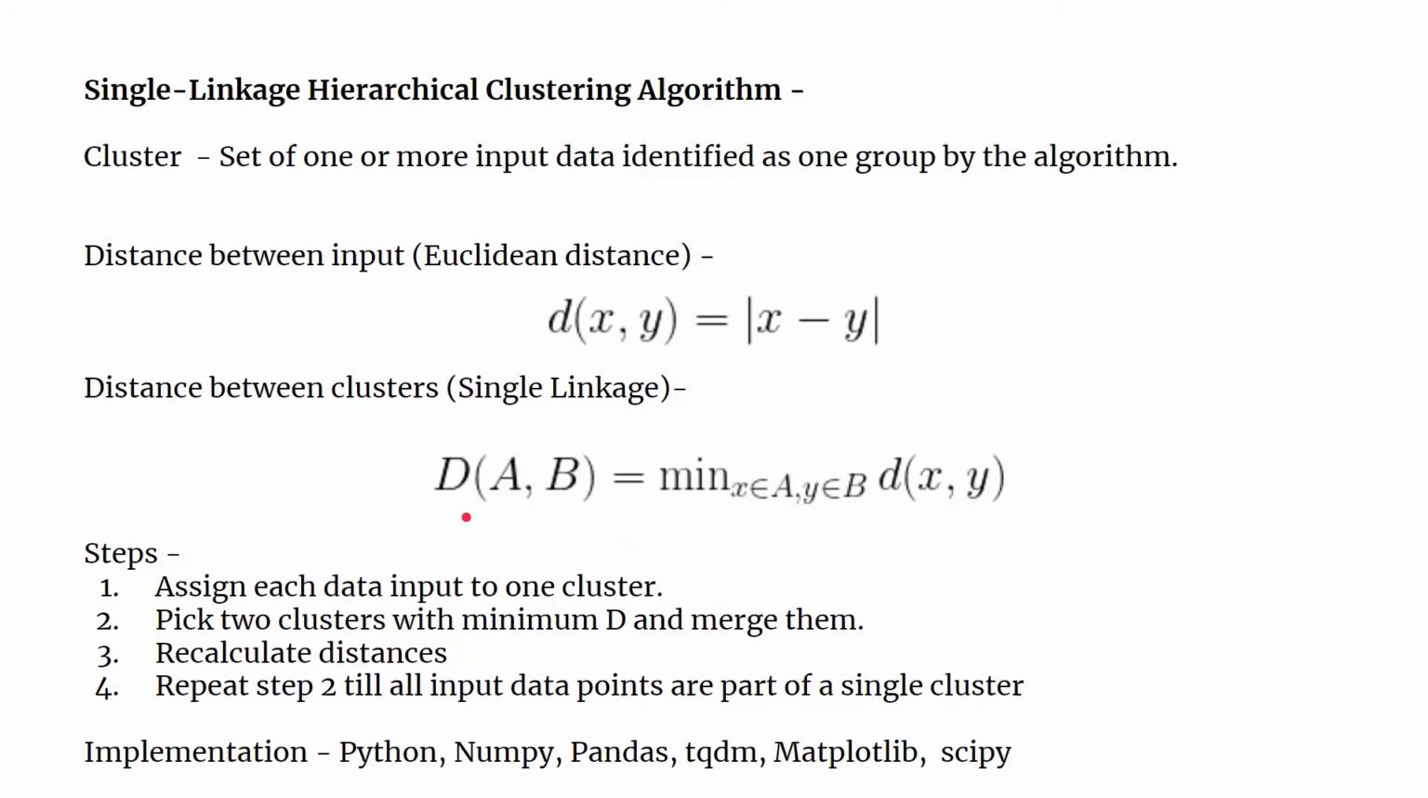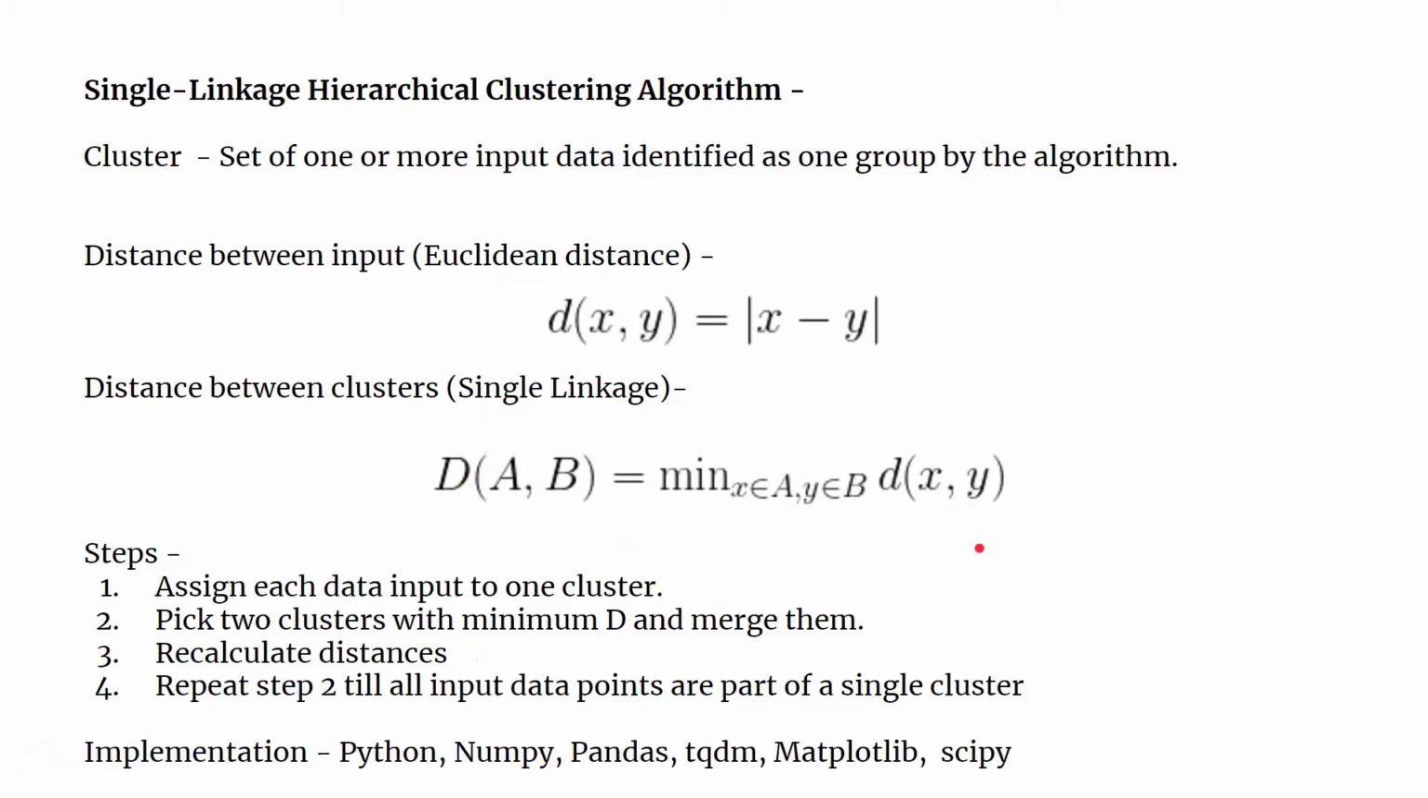Here, one thing to notice is that if we use a different kind of method instead of single linkage, or if we use different kind of distance metric instead of Euclidean distance, then the answer would be different. The other type of methods are complete linkage or average linkage. Here I've used single linkage. The algorithm was implemented in Python using libraries like NumPy, Pandas, TQDM, Matplotlib, and SciPy.